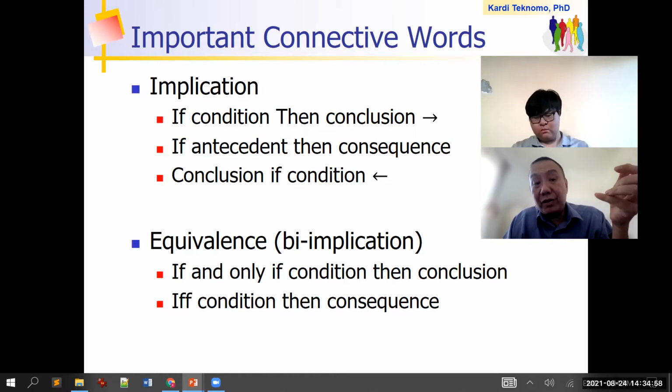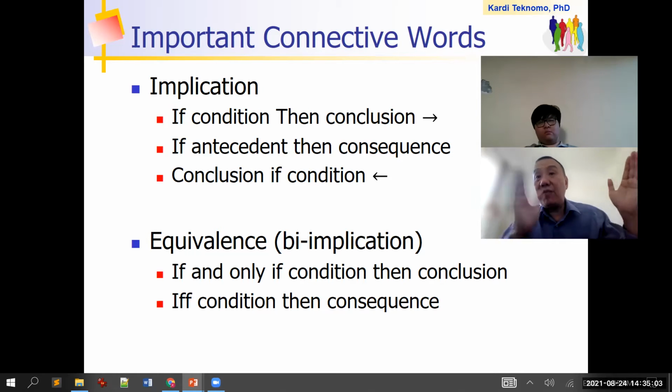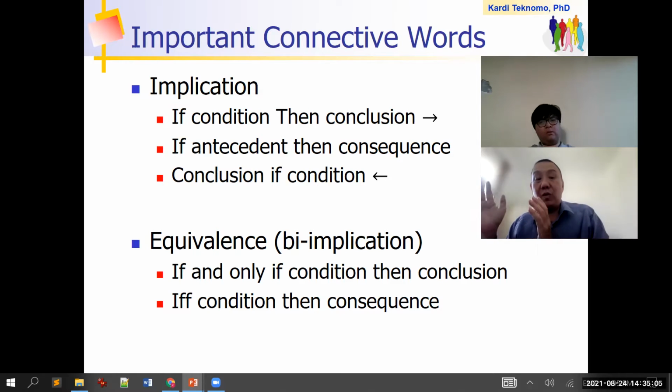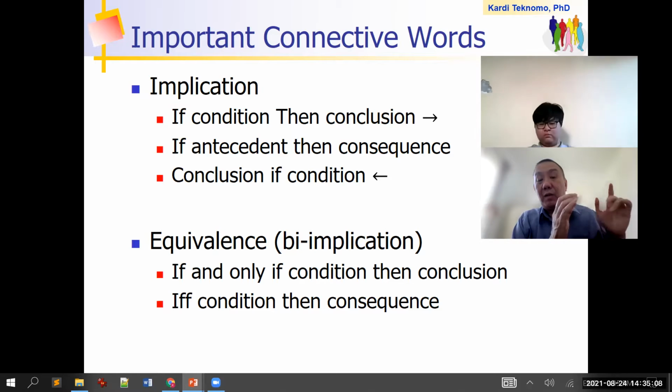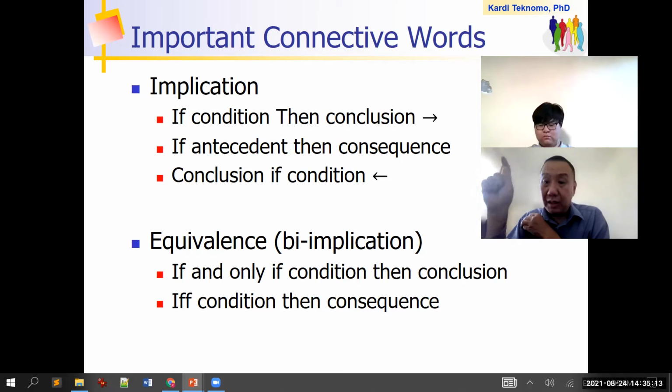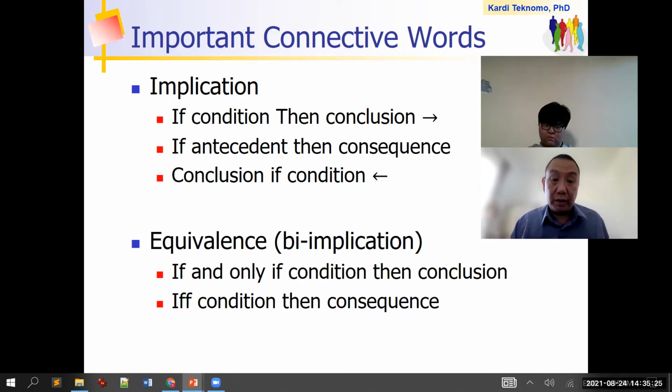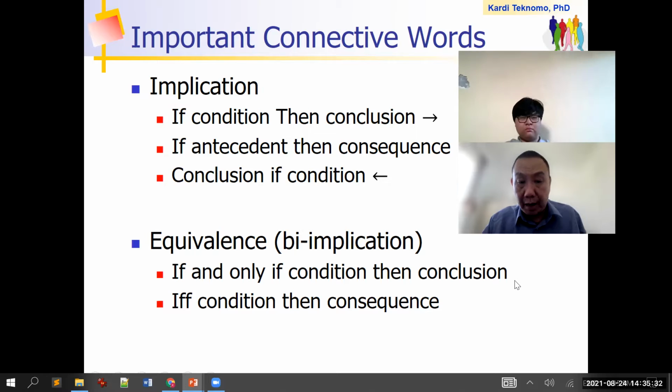When we say implication, it's basically a condition: if condition, then conclusion, or if the antecedent, then there is some consequence. The symbol is an arrow. We can also reverse the arrow, for example, conclusion if condition, so the arrow is reversed. From the condition we go to the conclusion. The next one is equivalence, or sometimes we call it biimplication.